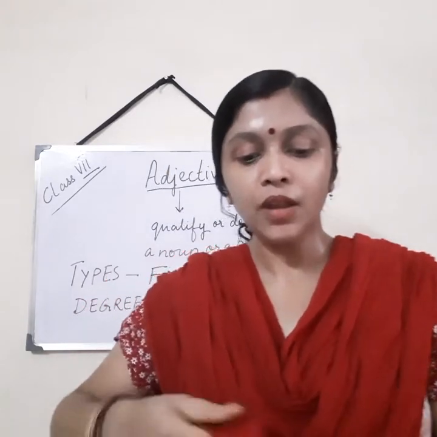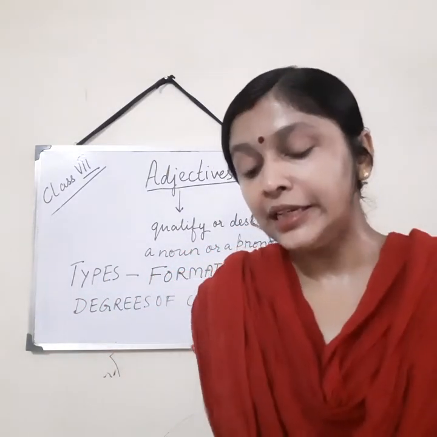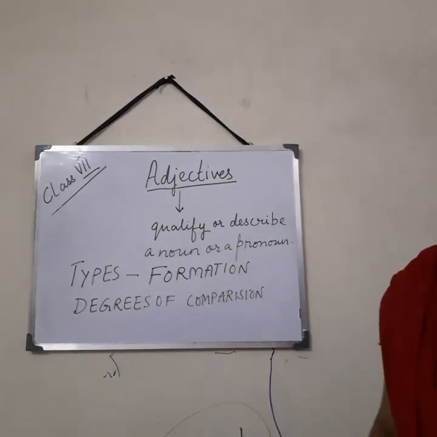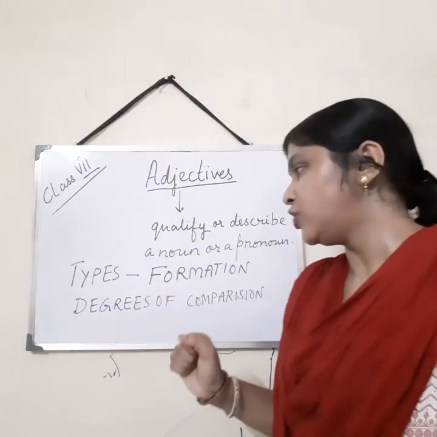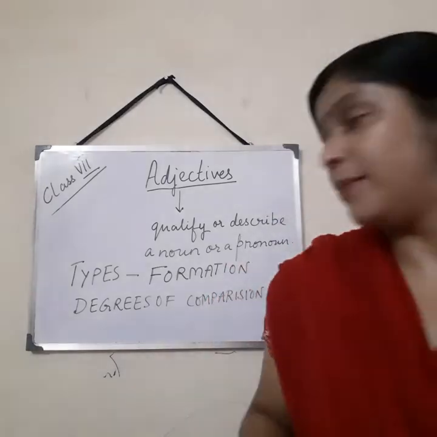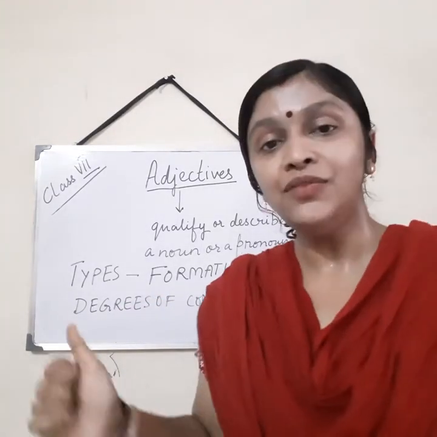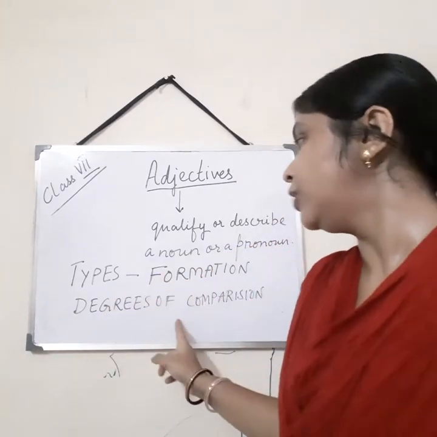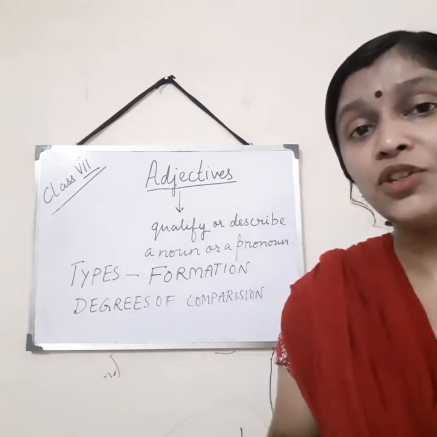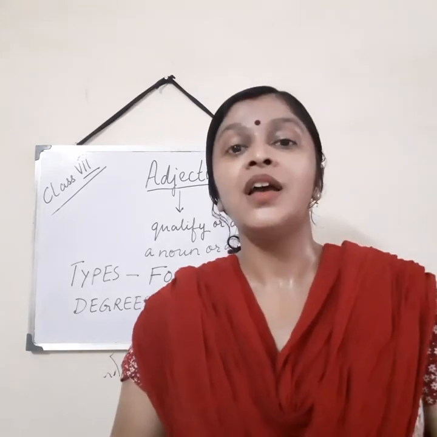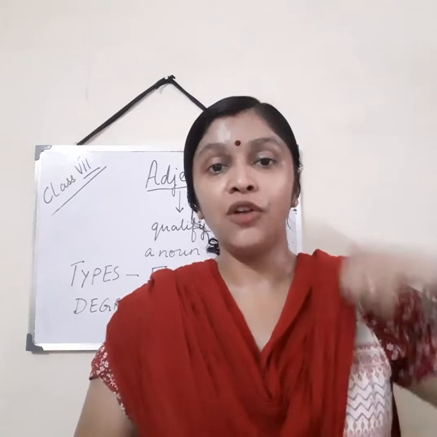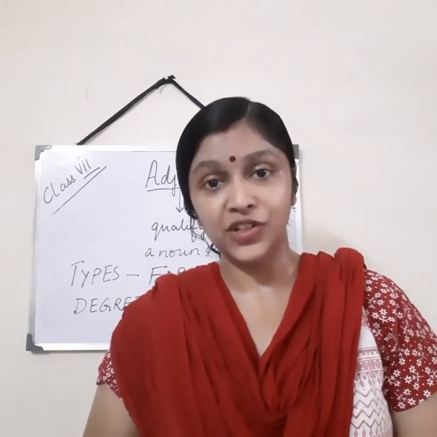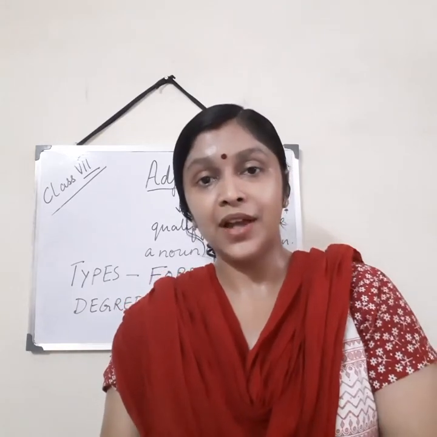So the first thing we would be learning in this chapter is the types of adjectives or the kinds of adjectives, and then we will learn about formation of adjectives, and then we will do the degrees of comparison. So these three things we would be doing in the chapter. First, we will study about the different kinds or the types of adjectives. Secondly, we will learn about the formation of an adjective, and then we will study about the degrees of comparison of adjectives, that is positive, comparative and superlative.